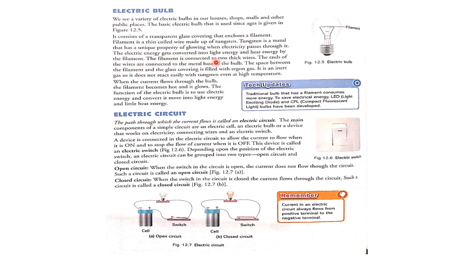The filament is connected to two thick wires. So the filament is connected to two thick wires. These are the wires. The ends of the wires are connected to the metal base of the bulb. So the ends of these are again connected to the metal base of the bulb.